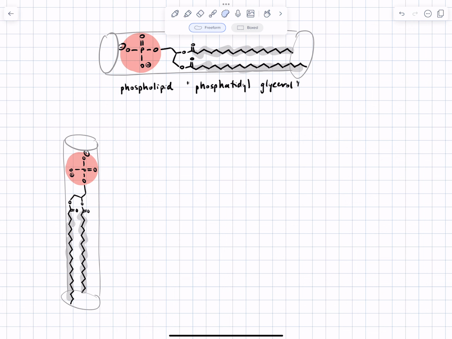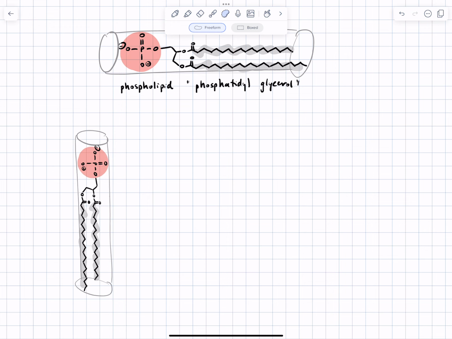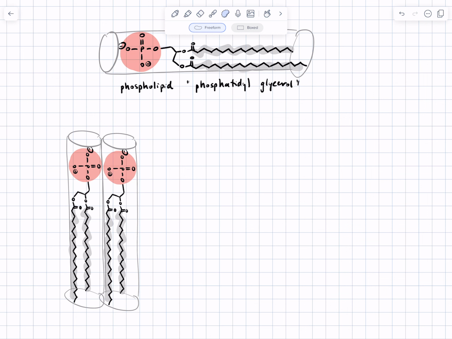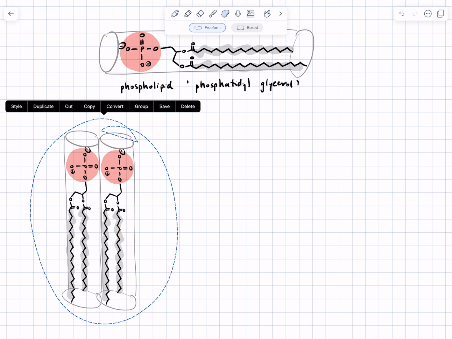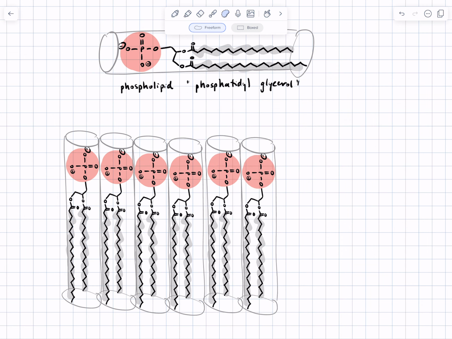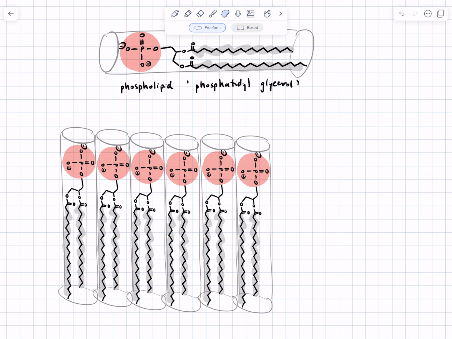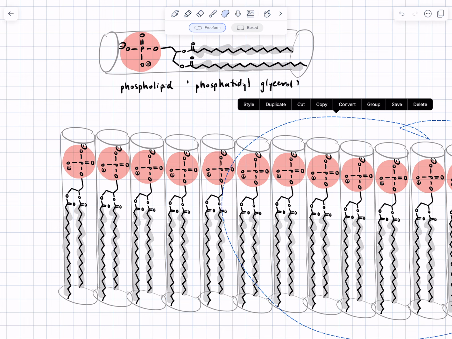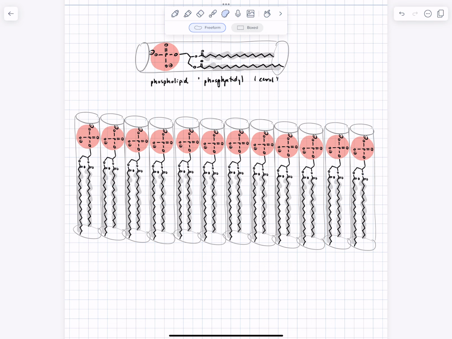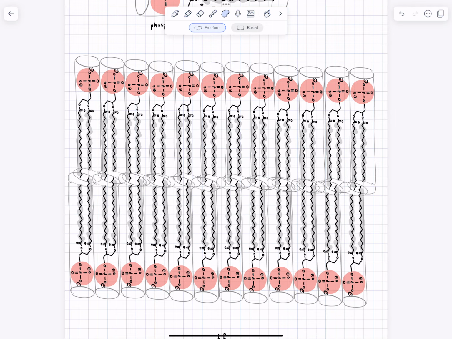So we'll go ahead and use the magic of copy and paste to make a phospholipid bilayer really quick. Maybe not that quick. You get the idea. Let's really go for it. All right, there it is. And then copy, paste, and flip. All right, there's our bacterial membrane.